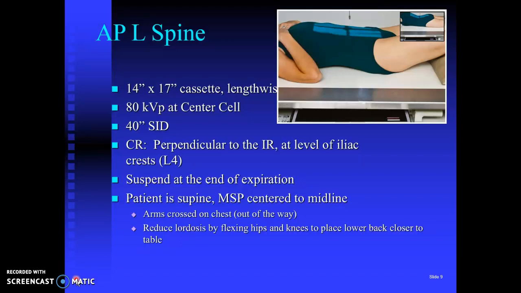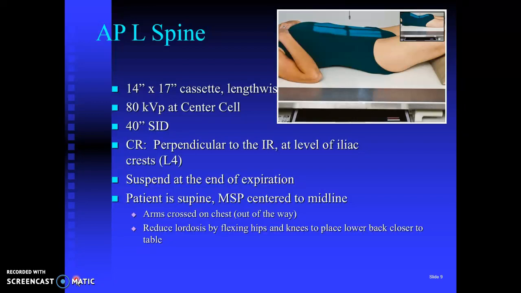is superimposed over the AEC. Your central ray will be perpendicular to the image receptor at the level of the iliac crest. Suspend the respiration on expiration. We have to ensure that we get the diaphragm above the level of the lumbar. Otherwise, it will cause overexposure of the vertebrae.